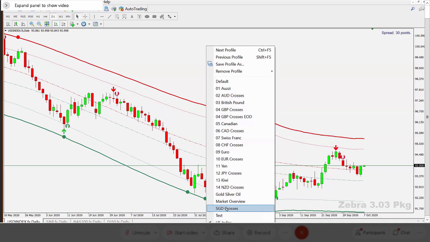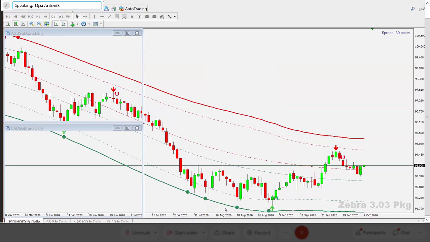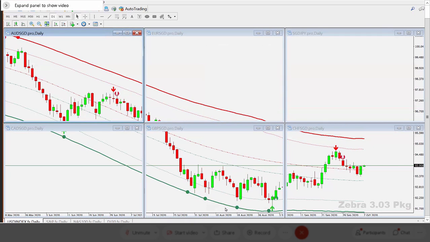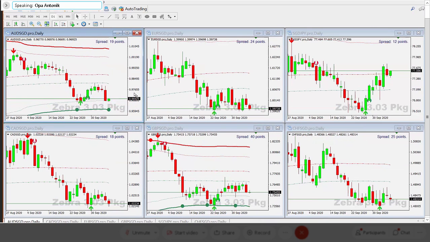But let's also, remember I had the Singapore dollar. Let's look at the Singapore crosses, see if there's anything here. Sometimes we get an opportunity to trade in the Singapore. Looks like, yes, here we see the Aussie Singapore. We have a dot, Aussie Singapore dot. All right, I'm going to leave that here.